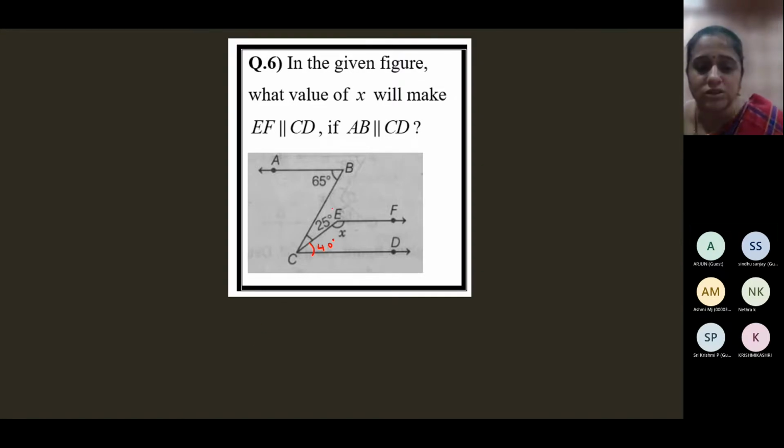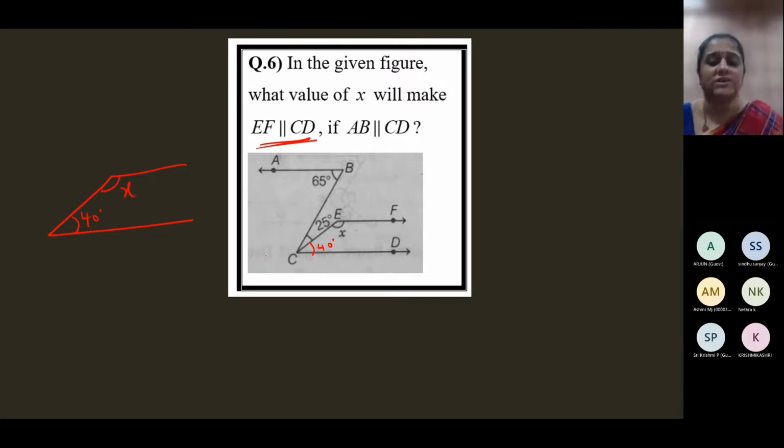Now the question is, what should be the value of X so that we can say that EF is parallel to CD? If EF should be parallel to CD, what is the value of X? So you can see here, line, transversal line. This is 40 degrees and this is X.